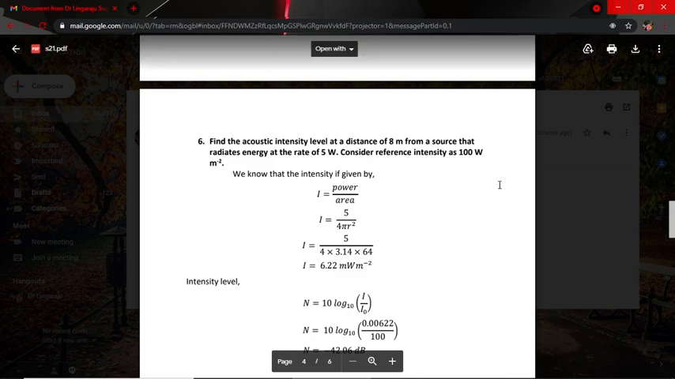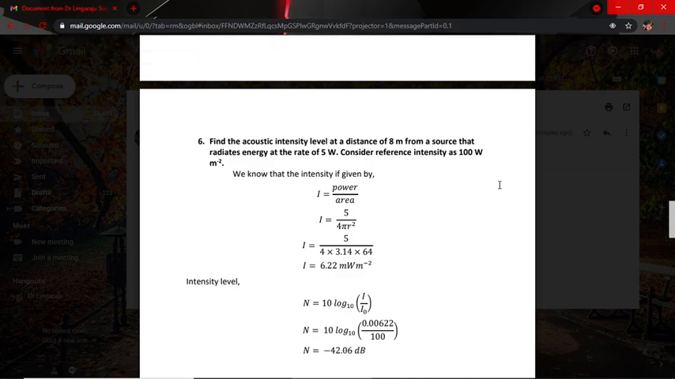Next is the sixth problem. Find the acoustic intensity level at a distance of 8 meter from a source that radiates energy at the rate of 5 watts. Consider the reference intensity as 100 watts per meter square. Here they give the acoustic intensity level at a distance of 8 meter from the source that radiates energy at the rate of 5 watts.